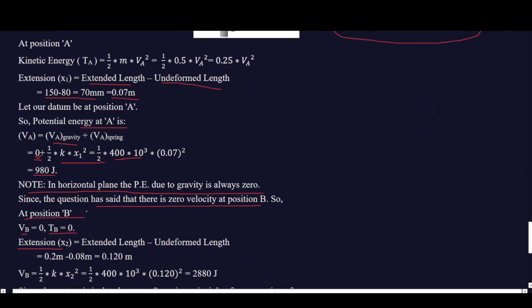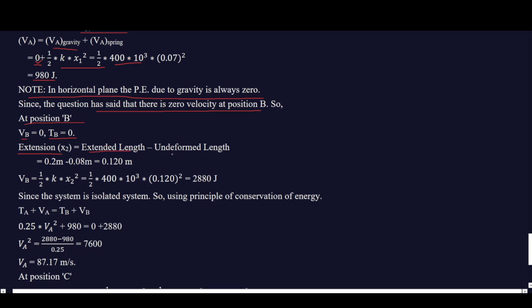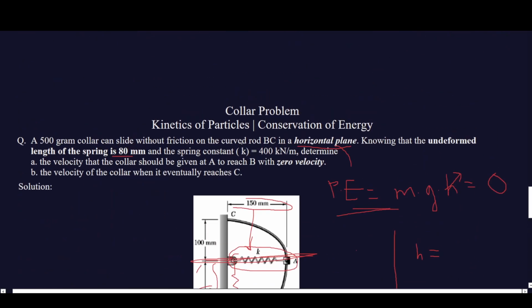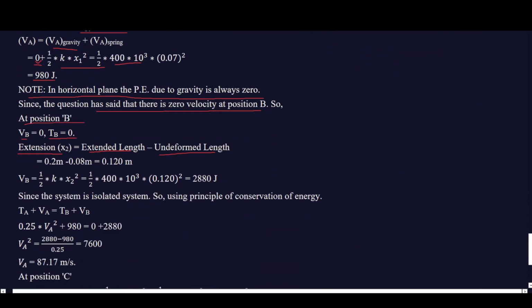So the extension produced is equal to external length minus undeformed length. The value of the undeformed length is given as 80 mm. On subtracting, 0.2 meter minus 0.08 meter, we calculate the extension as 0.120 meter. So the potential energy at position B is equal to 1/2 k x2 squared, which is equal to 1/2 times 400 times 10 to the power 3 times 0.120 squared, which is equal to 2880.